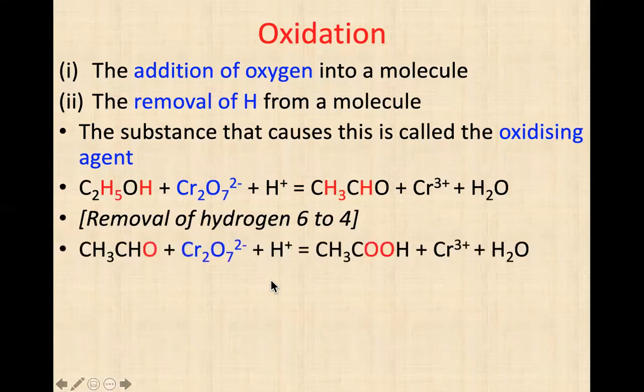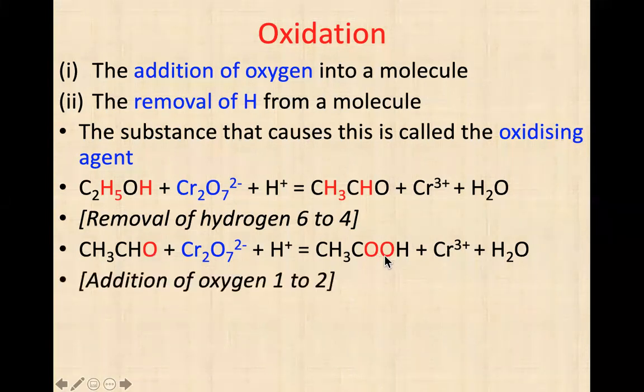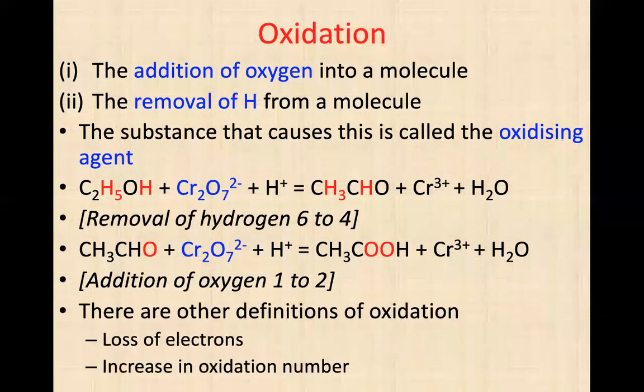And if I take ethanol and I turn it into ethanoic acid, in ethanol I've got 1 oxygen. In ethanoic acid, I've got 2 oxygens. So the addition of an oxygen from 1 to 2, that is oxidation too. There are other definitions of oxidation: loss of electrons or increase in oxidation number. But loss of electrons is actually the key one. But here I'm just showing you that these are oxidation reactions, but for different reasons.